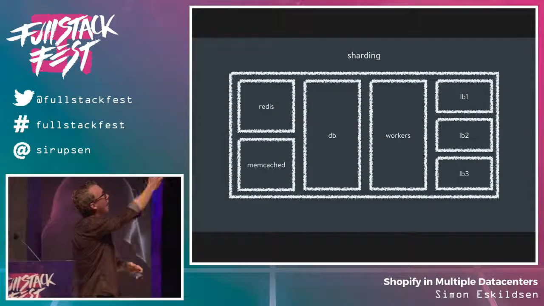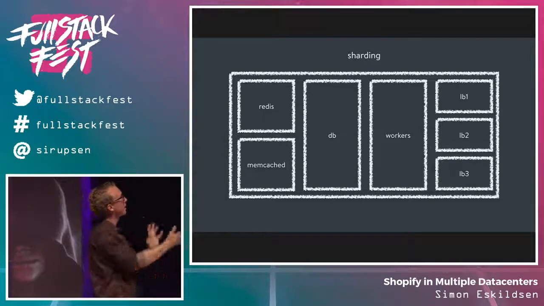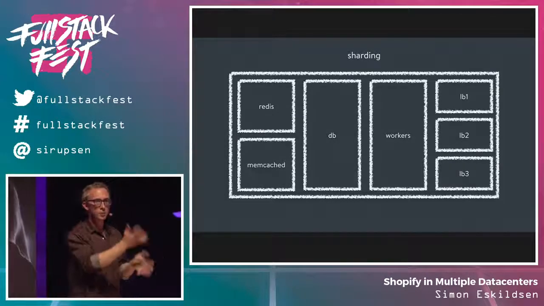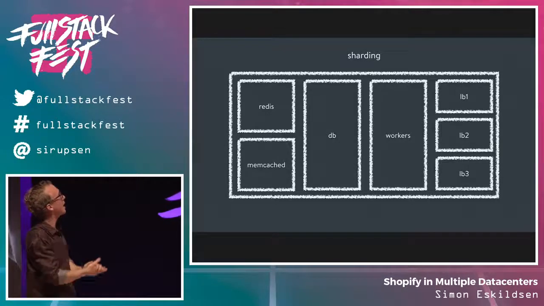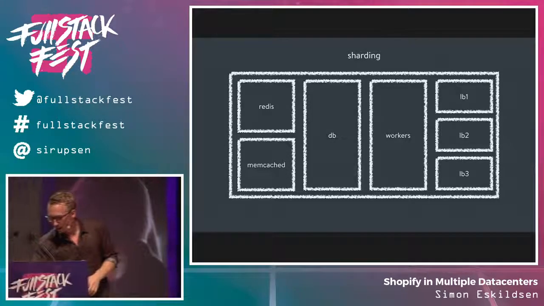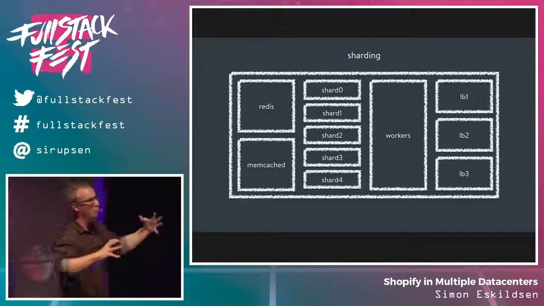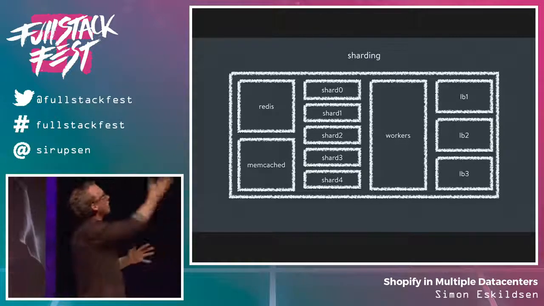So before, our infrastructure looked something like this. We had some load balancers, some workers that did some work, a database, some Redises, some Memcache, and this all worked together. And then in 2013, we split the database into multiple shards so that the write traffic could go out.